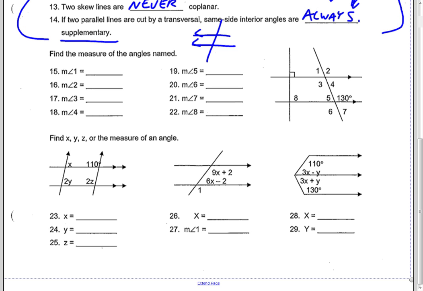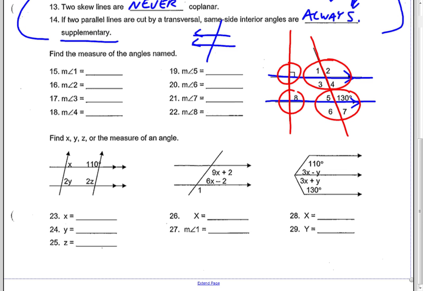Measure of the angles named. Notice, we have two parallel lines. I know they're parallel because of the arrows. Then I have a bunch of transversals. I have a transversal here, which creates two systems. Then I have another transversal over here, which creates two systems over here. So I have to decide what systems I'm focused on as I work through the problem.